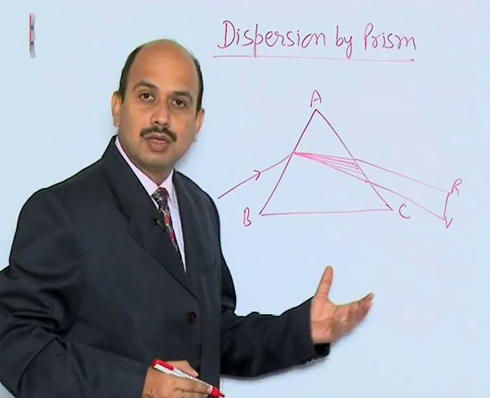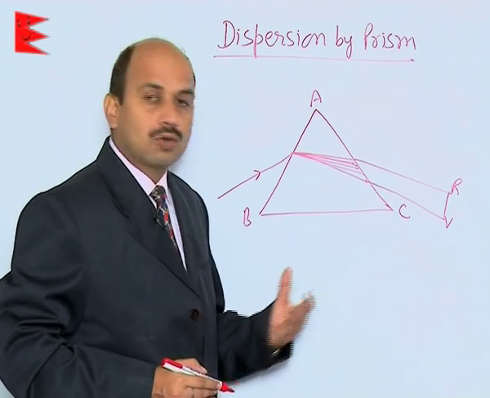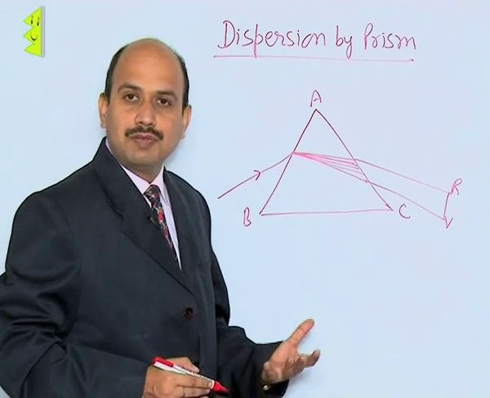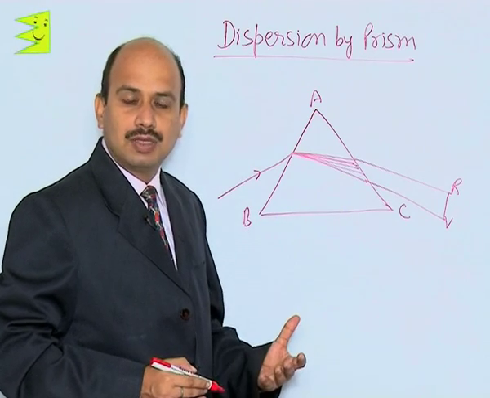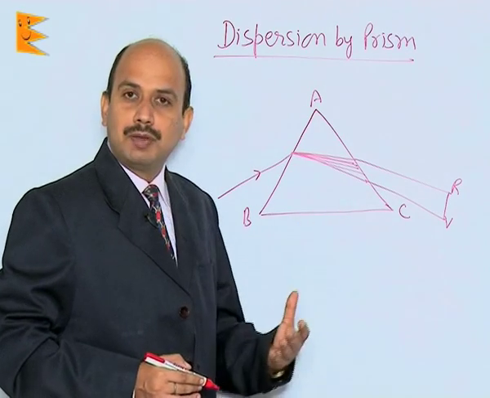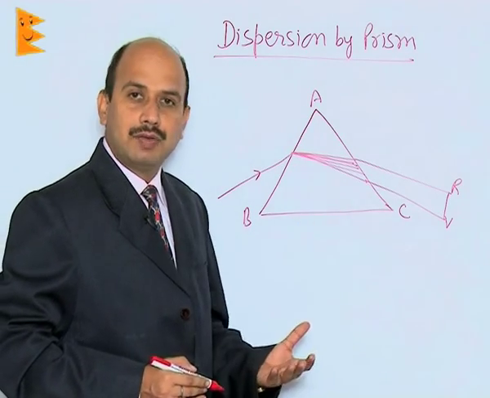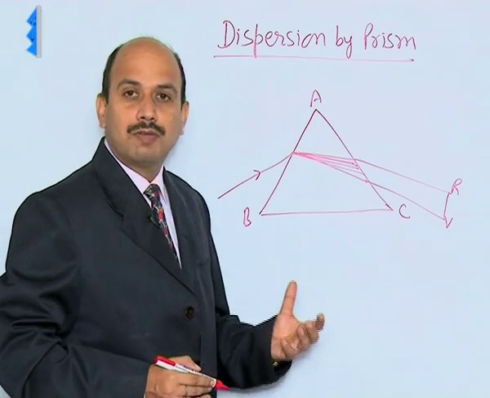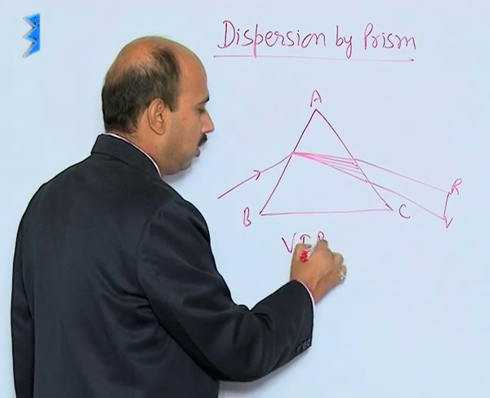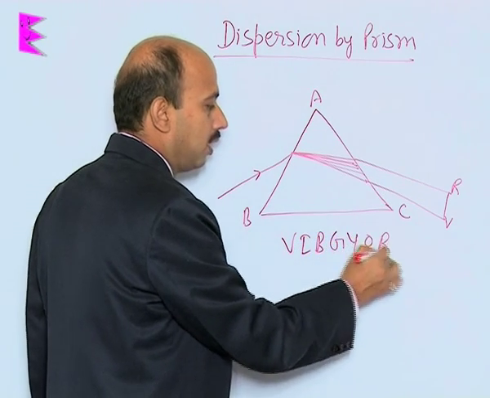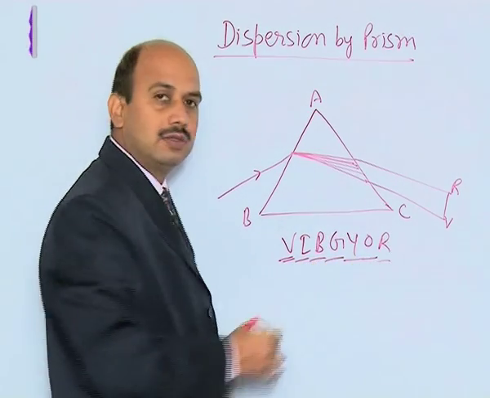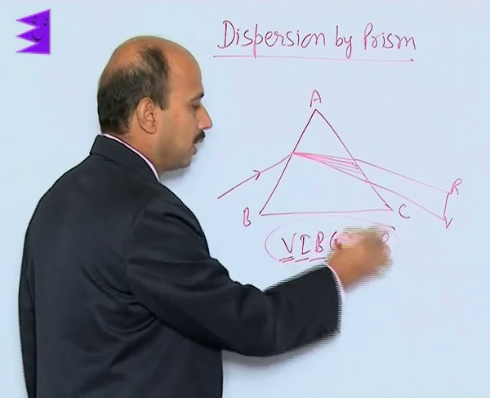Why does it happen? Because each color has a different refractive index. It means for the glass they have different refractive index, or different speed you can say in the glass, or different wavelength. Because of that, different colors travel in different paths, different colors deviate by different angles. That is why dispersion of light takes place. And the order of colors is VIBGYOR. The lowermost color is violet, then indigo, blue, green, yellow, orange and red. This is the band of the colors.